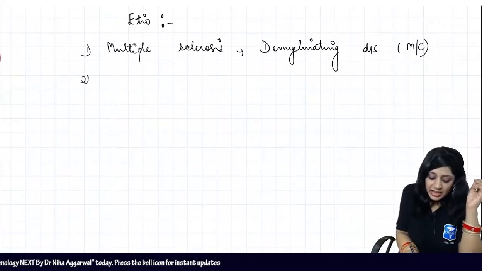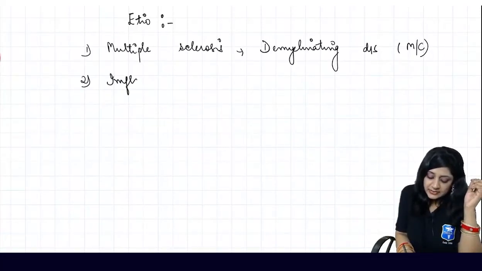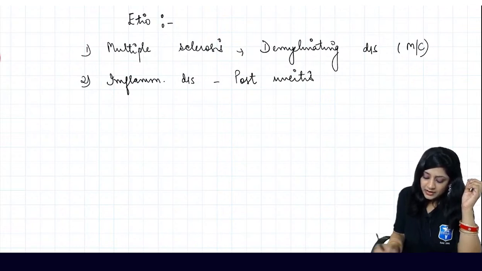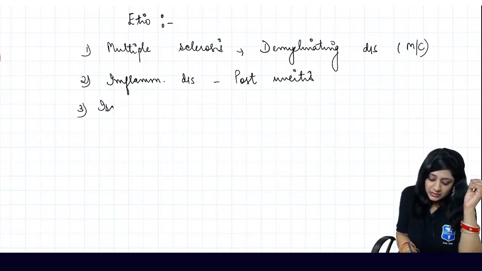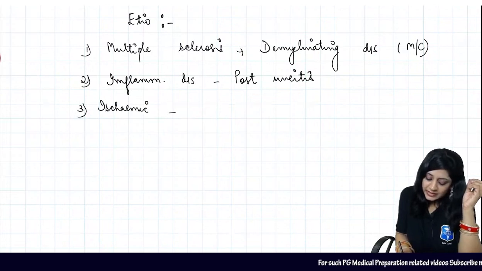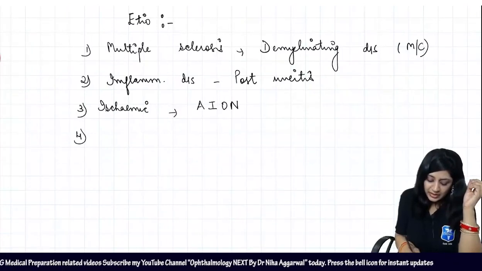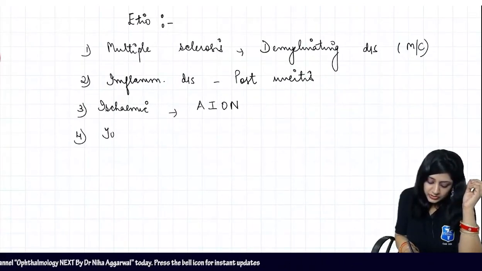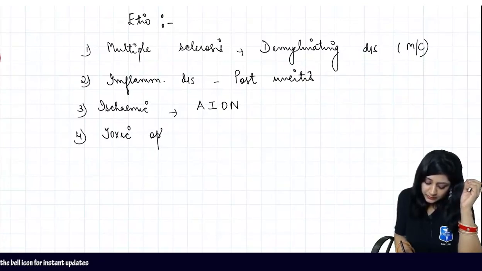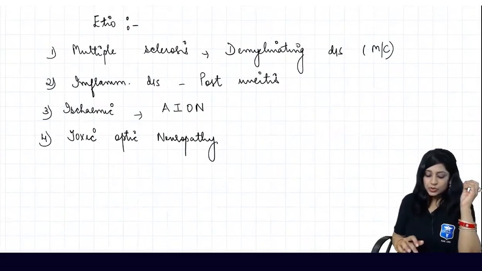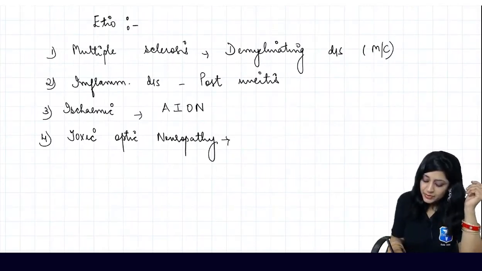Okay? Apart from that, we can have inflammatory diseases, like posterior uveitis. Number 3, we can have ischemic diseases like anterior ischemic optic neuropathy. Number 4, we can have toxic optic neuropathy. This toxic one is due to multiple drugs.